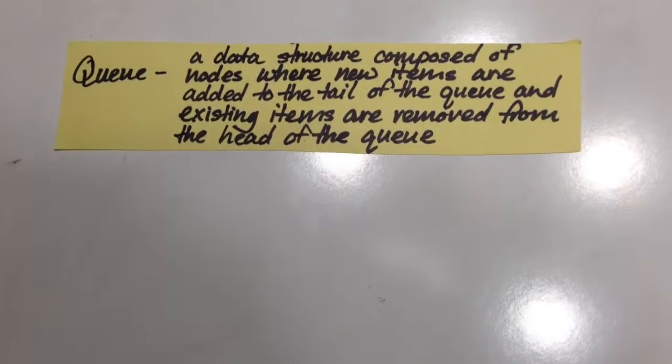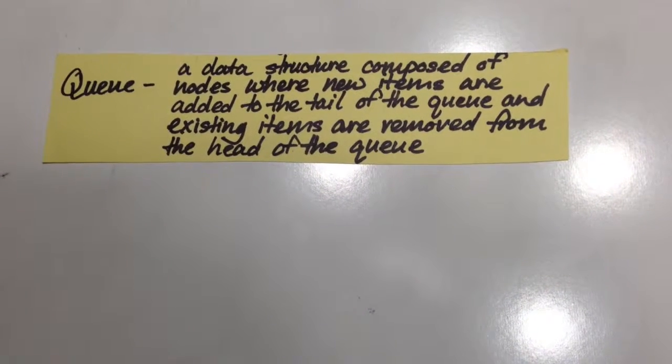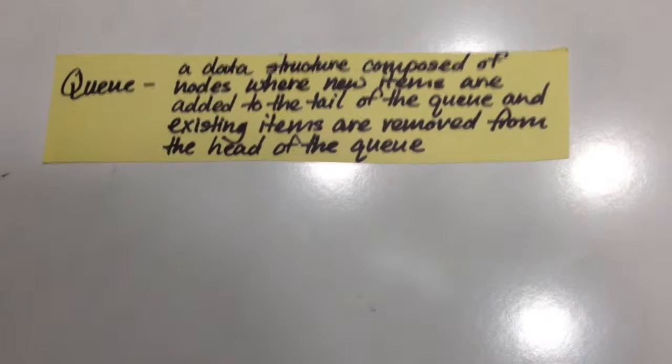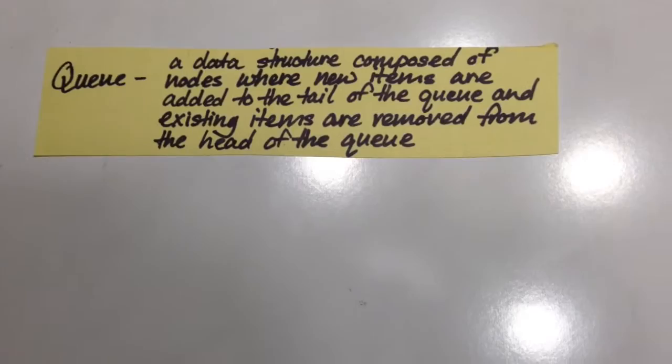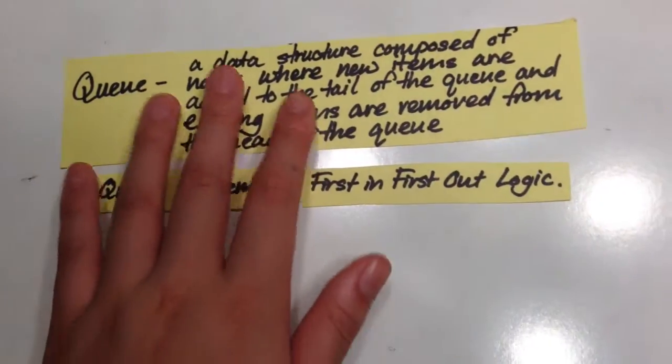So a queue is a data structure composed of nodes where the new items are added to the tail of the queue and existing items are removed from the head of the queue. So in other words, a queue would implement first in, first out logic.